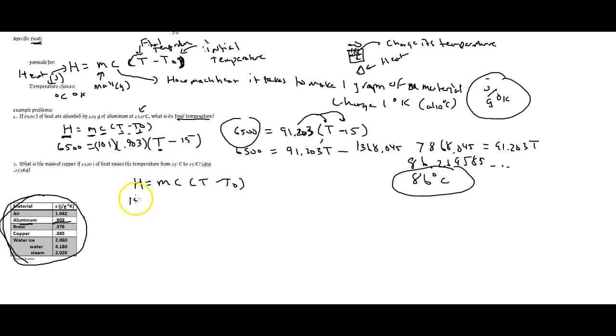If I start with 1,500 joules, it asks, what is the mass? That's what I don't know. The specific heat of copper I have to give you, and it's right here on the table: 0.385. Final temperature is going to be 75. Initial temperature is 25. Doing as your math teacher taught you, you get 1,500 equals m times 0.385 times 50.